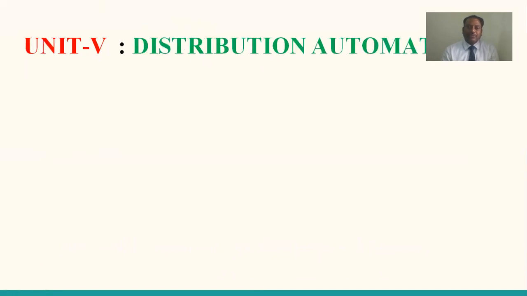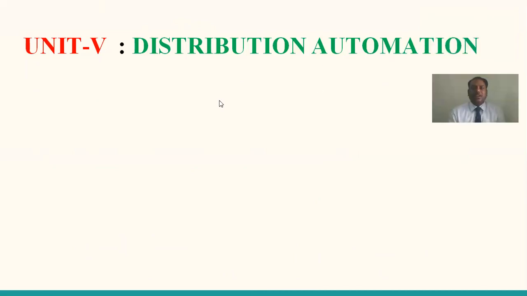Next, unit 5, which is distribution automation. So far, from unit number 1 to unit number 4, whatever we study, all those are manual methods of calculations, manual connections, and manual equipment. But this is for the R15 syllabus. This unit has recently been included in your syllabus. So this is distribution automation.